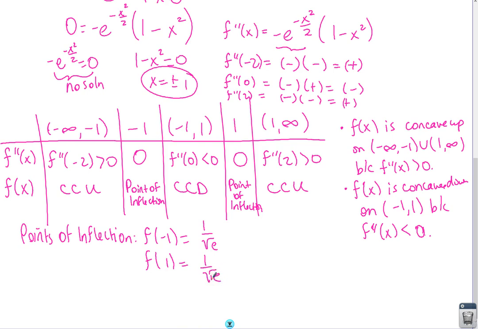So in the event that they ask you not only what the intervals of concavity are, but also to find the points of inflection, you would say point of inflection at -1, 1 over root e, and then at 1, 1 over root e. Okay, so just a real quick recap on that one.